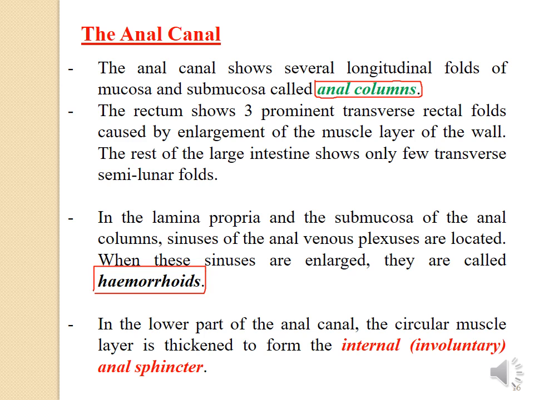Now, in the lower part of the anal canal, the circular muscle layer is thickened to form the internal anal sphincter. Again, the muscularis of the anal canal has an inner circular and outer longitudinal layer. In the lower part of the anal canal, the inner circular layer becomes thickened to form the internal anal sphincter. And of course, this is an involuntary sphincter. Outside this sphincter, we have the external anal sphincter. This is formed of skeletal muscles and therefore it is voluntary.